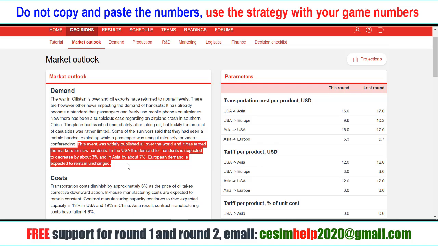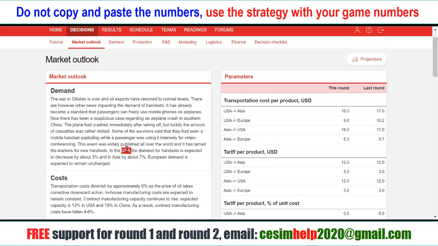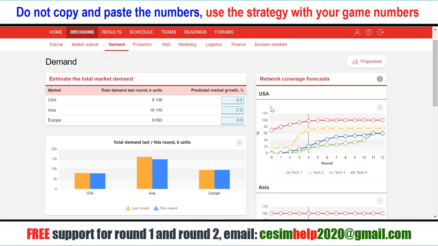For example, in this round 4 screen, you see that the US demand is expected to decrease by about 3% and Asia by about 7%, right? European demand is expected to remain unchanged. That's for round 4. With this, we can see the demand growth or decrease for the coming round, so we can adjust our estimate or calculation of the sales forecast or the demand, and adjust the strategy of production and marketing.